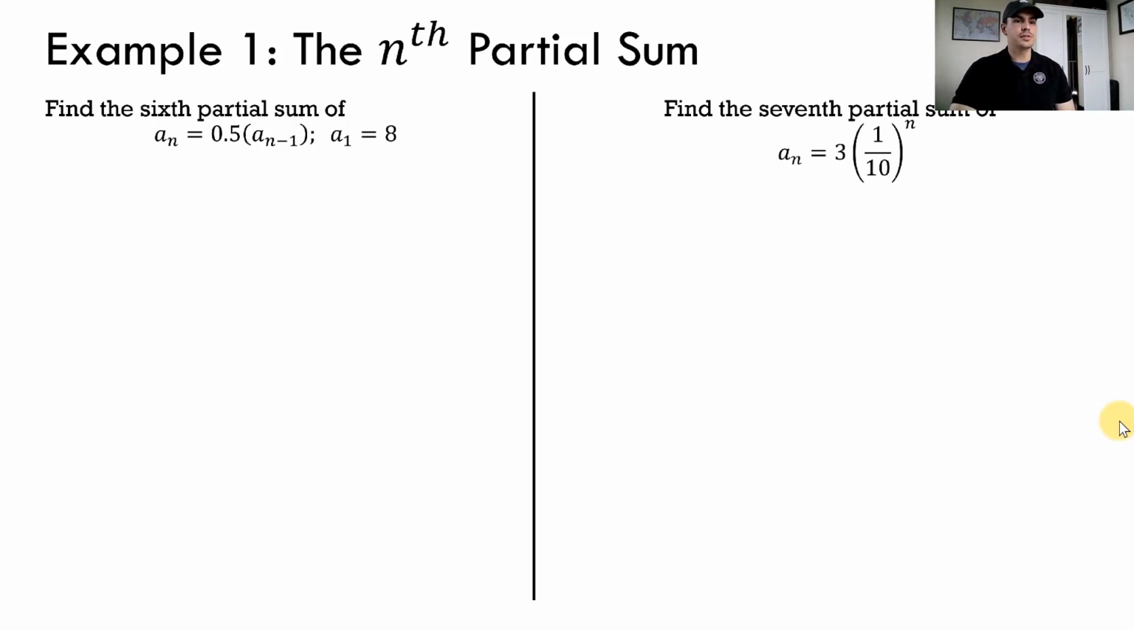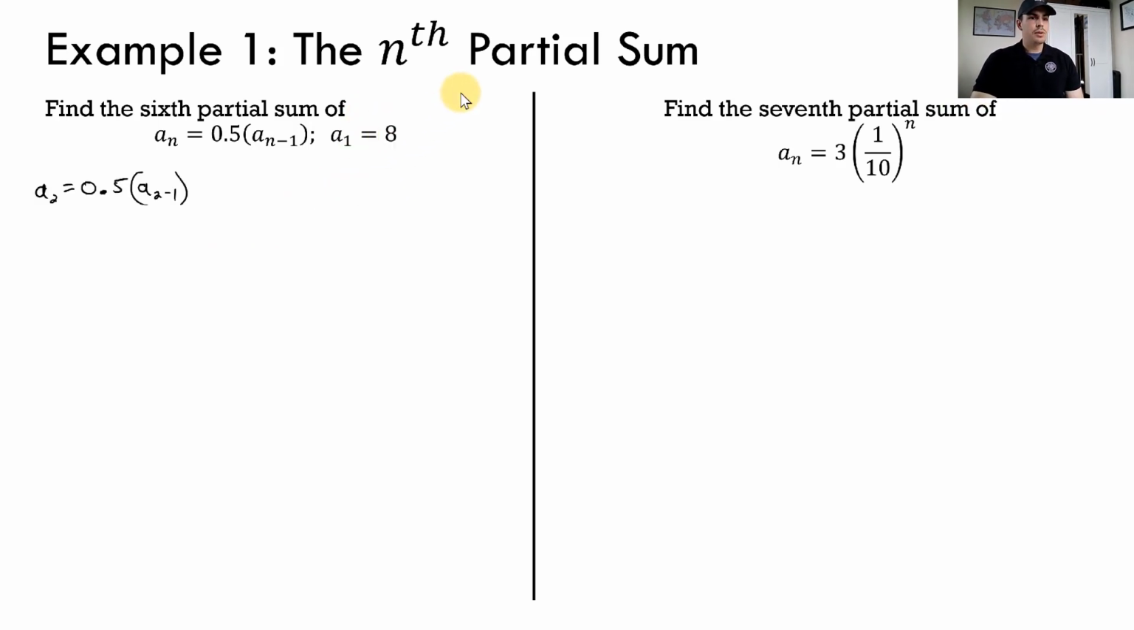Finding the nth partial sum. First of all, let's find the sixth partial sum of this recursive formula here on the left. Notice when I have a sub n minus 1, I'm dealing with a recursive formula because I need the previous term in order to find the term of interest. Now we need the sixth partial sum, which means I'm looking for S sub 6, right? Or I need 6 terms that I'm going to add up. And they give us the first one, that's going to be 8. So then my a sub 2 would be 1/2 times a sub 2 minus 1.